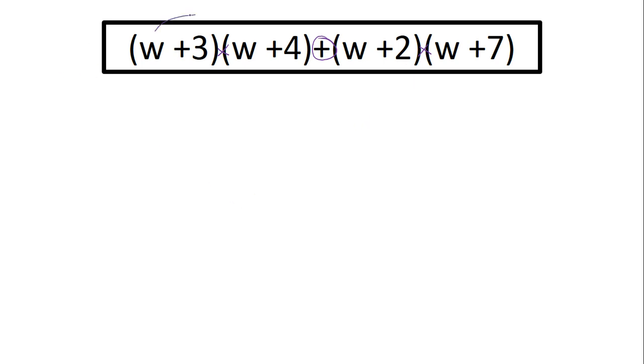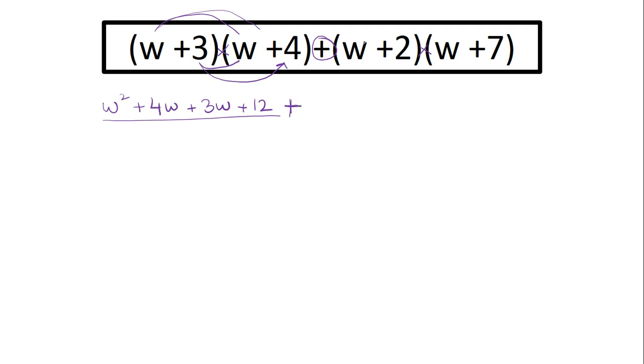Now, w times w, again, there are two w's, so I write it down as w squared. Then w times positive 4 gives me 4w. And then 3 times w is 3w. Again, there's a positive sign, so it stays positive 3w. Then 3 times 4, refer to your times table, is 12. Now this is one equation that I found. Now there's a plus sign in between.